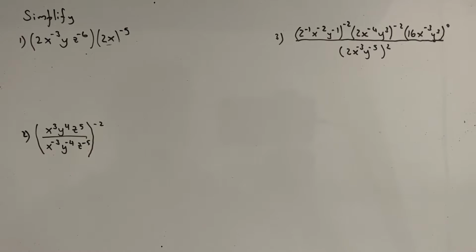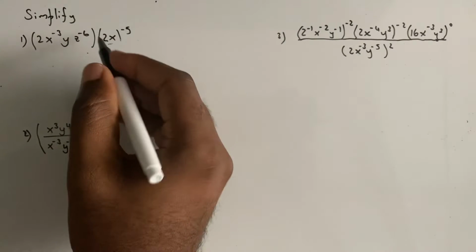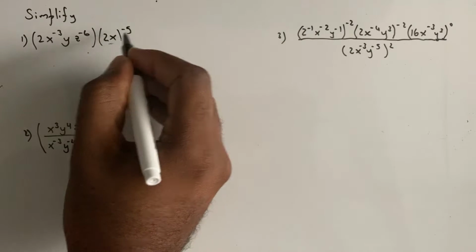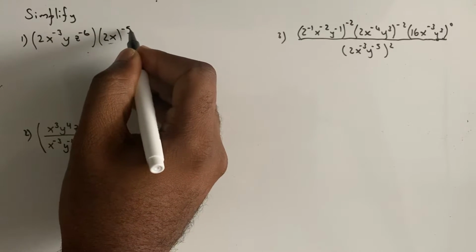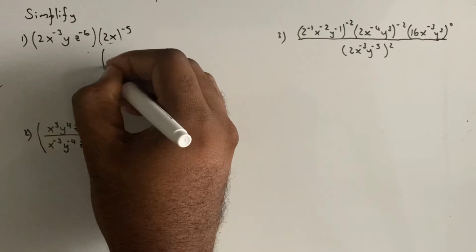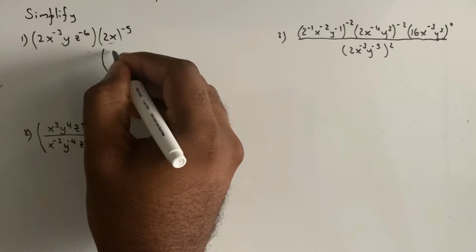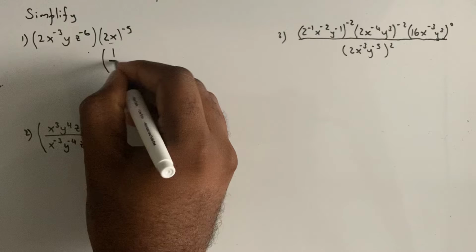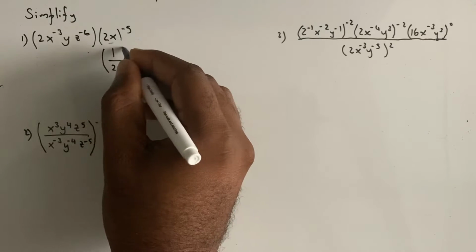Hello guys, I'm going to use this video to simplify some exponential expressions and show you how to do it. One thing you can do here is take care of this part first, because of the negative 5 as the exponent you have outside here. So this can be written as 1 over 2x to the power of 5.